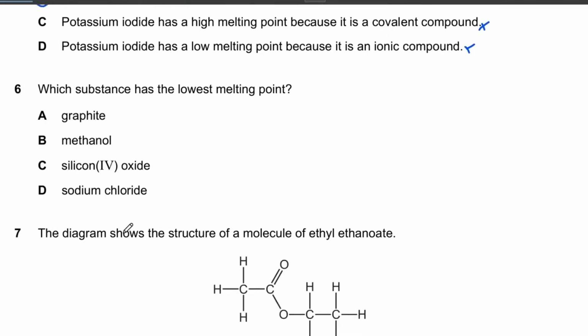Question 6. Which substance has the lowest melting point? So we are looking at graphite. Graphite has a high melting point. It is a giant covalent structure. Then methanol. Methanol will have a low melting point. It's an alcohol with a short chain, just 1 carbon. So it will have the lowest melting point. Now let's look at the others. Silicon dioxide is a giant structure so it has a high melting point. Sodium chloride is an ionic compound so it has a high melting point. So the correct answer is B, methanol.